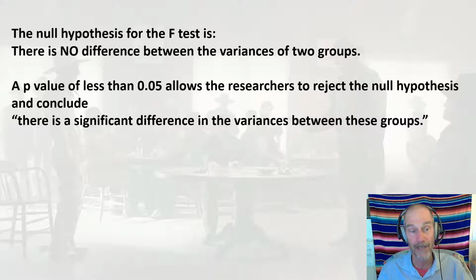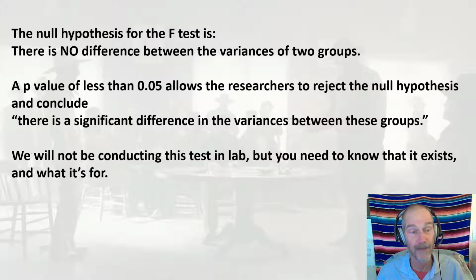By the way, I'm going to give you examples of how to do all these tests in Excel at the end soon. Okay, so we got the t-test, we got the ANOVA, we got the F-test, which is a little bit weird. It's not testing difference in means, it's testing difference between the variance, more generally variation, but more specifically the variance. And just so you know, we will not be conducting this test in lab.